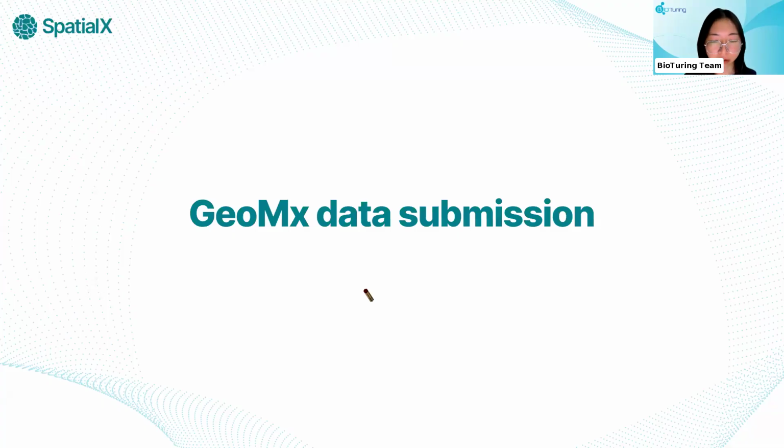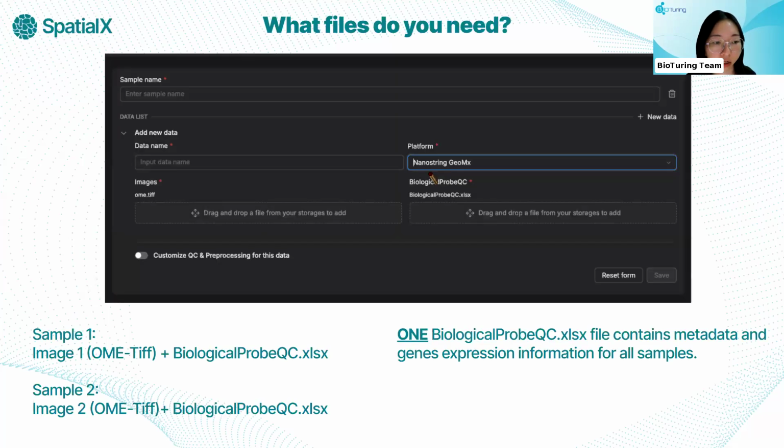All right, so let's go over how to actually submit this data to SpatialX. For the file types that you need, there are two primary files that are output straight from the sequencing machine in order to submit onto the platform here. The first type of file is, of course, an image file. This comes in an omi.tif type of format. And the second file is an Excel file. This should be named something like biological probe qc.excel.